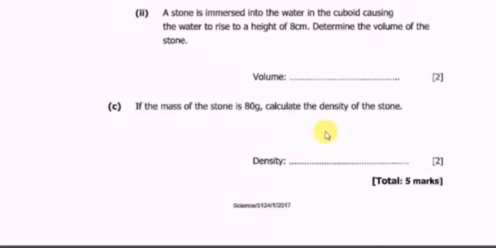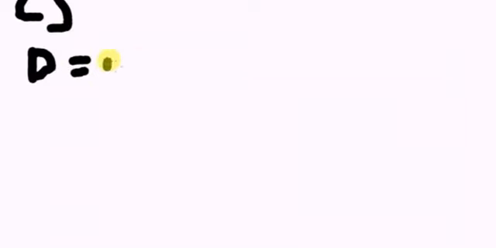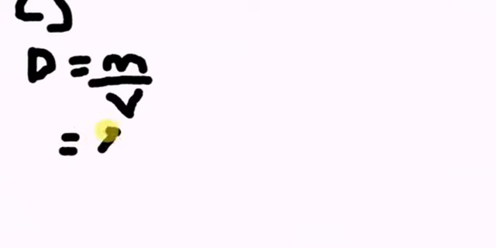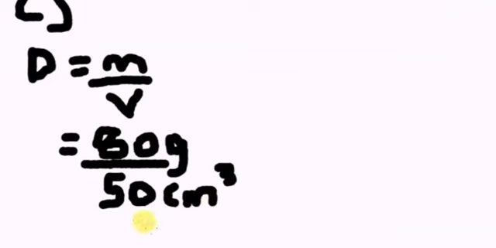Question C reads, if the mass of the stone is 80 grams, calculate the density of the stone. 2 marks. So to find the density of the stone, the first thing I'm going to do is write the formula of density. So density is equals to mass divided by volume. And the mass of the stone I'm given in the question, which is 80 grams, divided by the volume of the stone, it's 50 cubic centimeters. Then I'll say 80 grams divided by 50 cubic centimeters. My answer will be 1.6 gram per cubic centimeter.